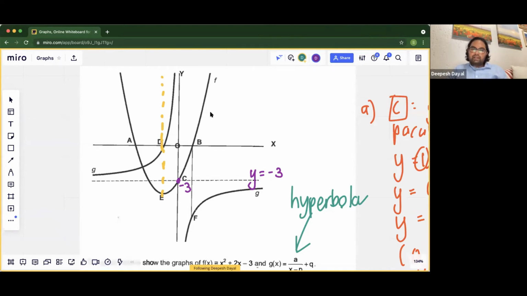What do you think? I've got y is equal to -3. What is the x asymptote of the hyperbola? What is the x asymptote of the hyperbola? Tsepang, why is it 1?